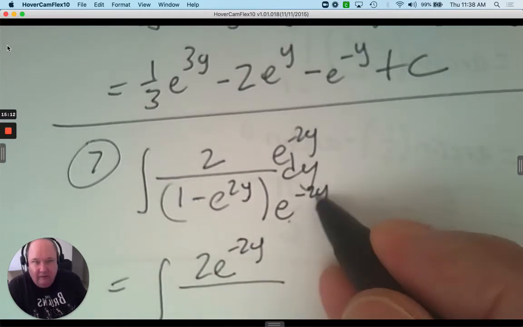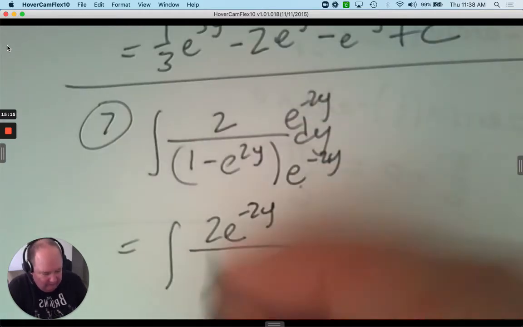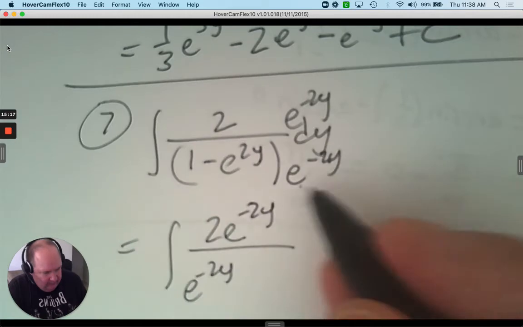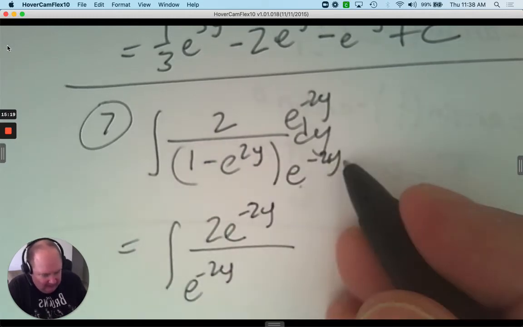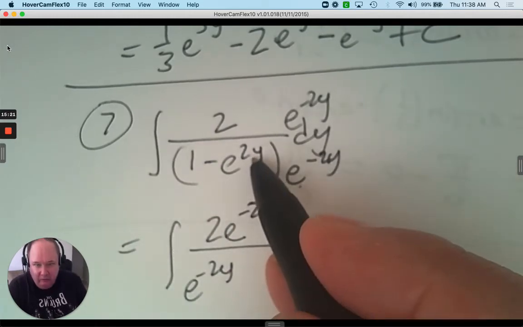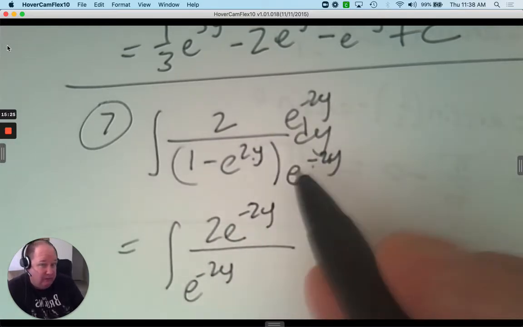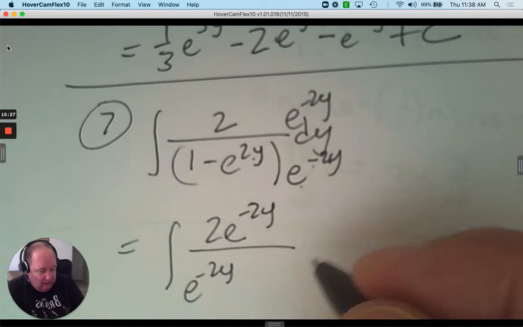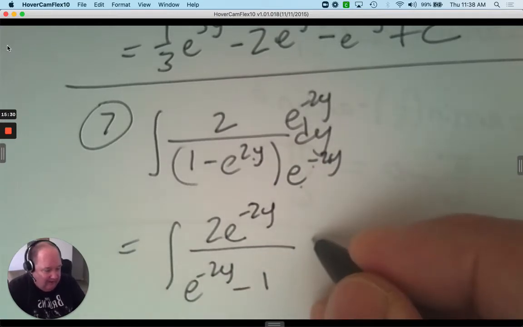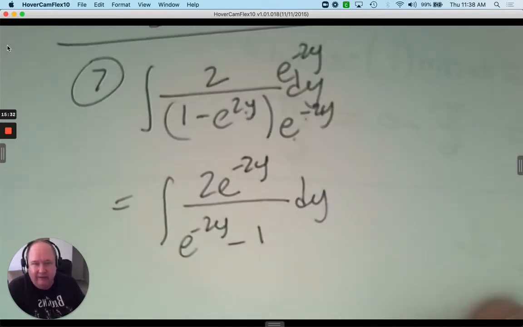And e to the negative 2y times 1. And then if I multiply these together, I add the exponents. And then 2y plus 2y plus negative 2y is 0. So this is e to the 0, which is 1. So I did that multiplying so that this could now match.